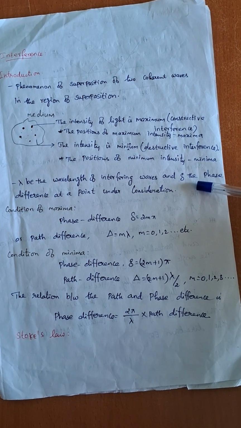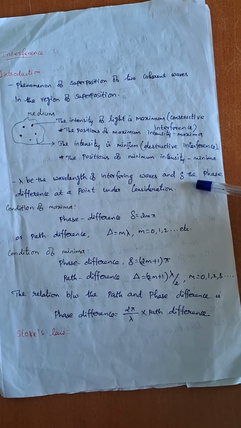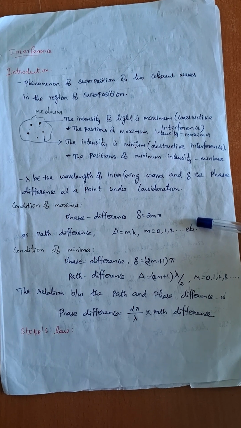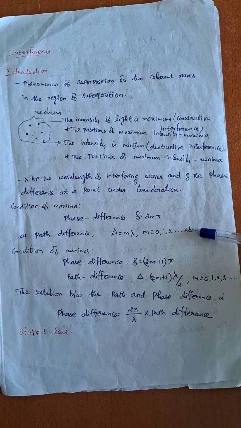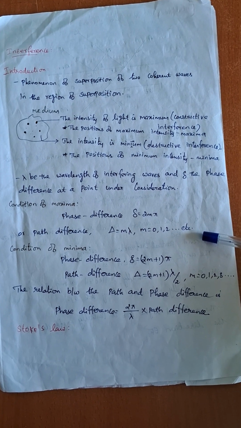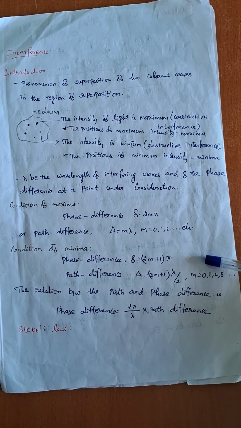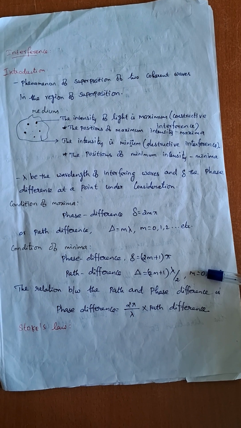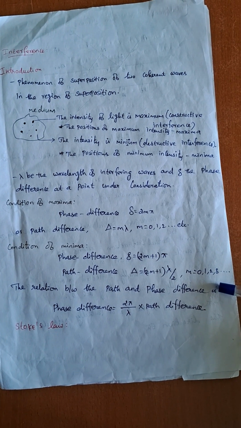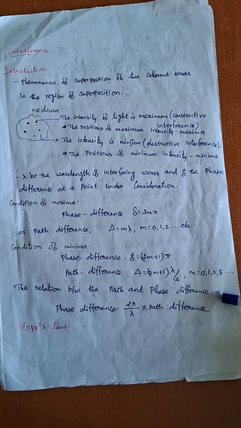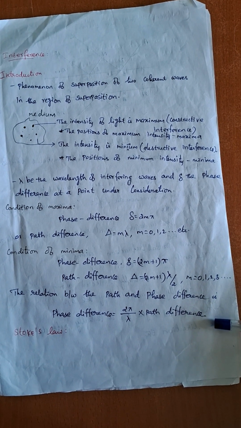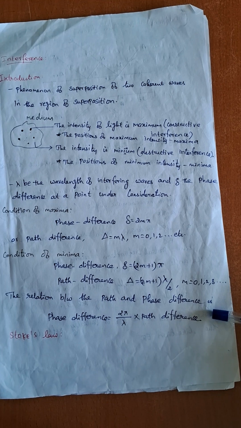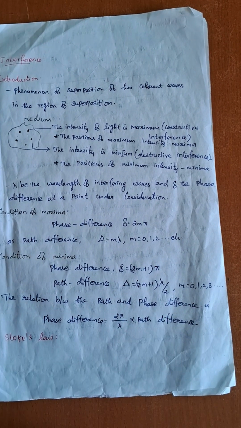If lambda is the wavelength of the interfering waves and delta is the phase difference at a point, then the condition for maxima is phase difference del equal to 2m pi, or path difference delta equal to m lambda, where m equals 0, 1, 2, etc. Similarly, for the condition of minima, phase difference equals (2m plus 1) pi, path difference delta equals (2m plus 1) lambda by 2, where m equals 0, 1, 2, 3, etc. The relation between path difference and phase difference is: phase difference equals 2 pi by lambda into path difference.